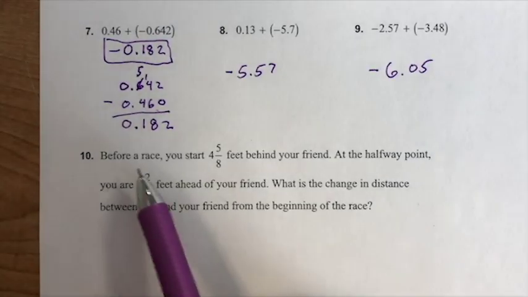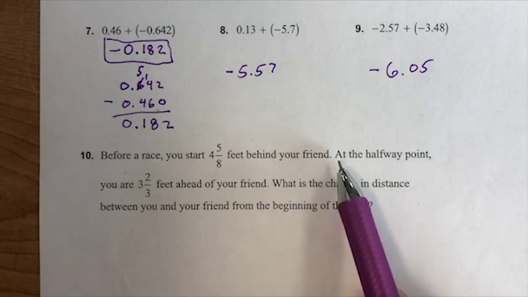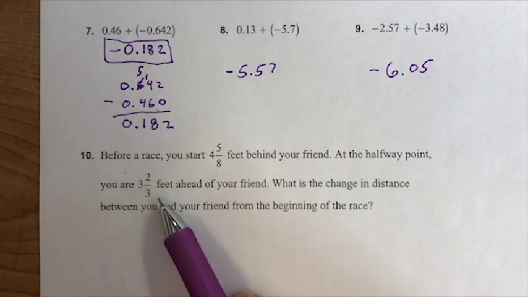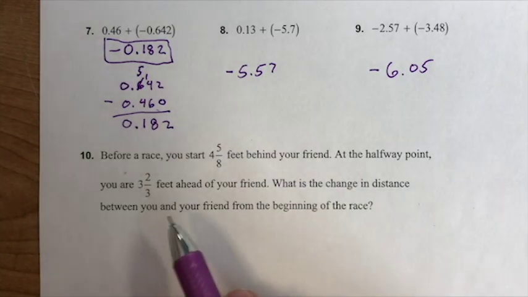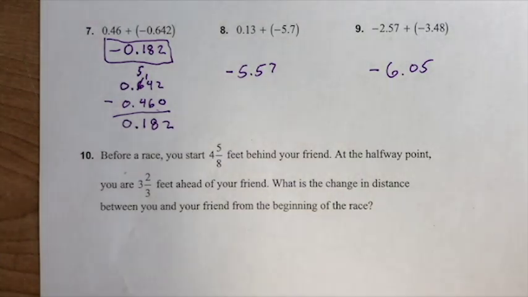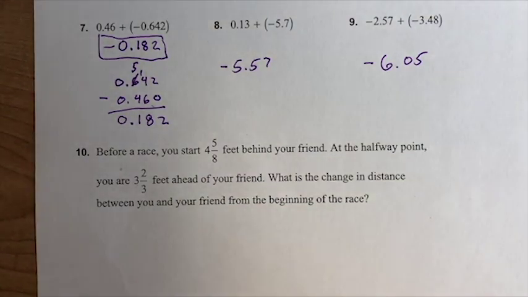For this one, it says, before a race, you start 4 5/8 feet behind your friend. At the halfway point, you are 3 2/3 feet ahead of your friend. What is the change in distance between you and your friend from the beginning of the race? So I'm not going to work this one out because I want you to try it on your own, but I am going to give you a little bit of a hint.